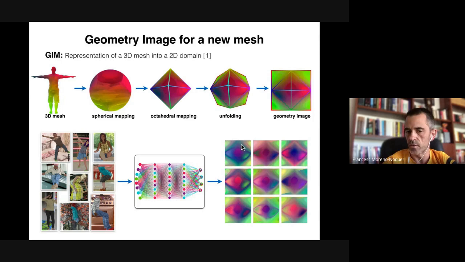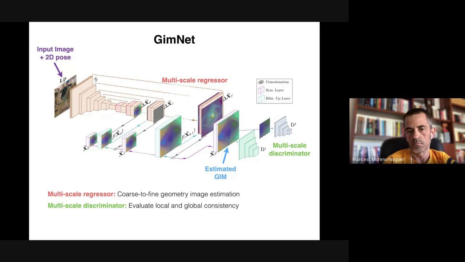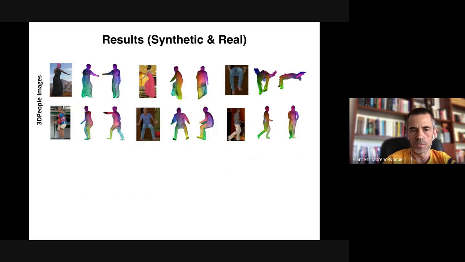All right. And then for training this, we used a network with not many secrets. We call it GimNet. It was basically a multi-scale regressor that, given input images of persons, we wanted to estimate this geometry image, right? And we did this in a coarse-to-fine manner. I'll not go into detail with this. Just jump to the results.